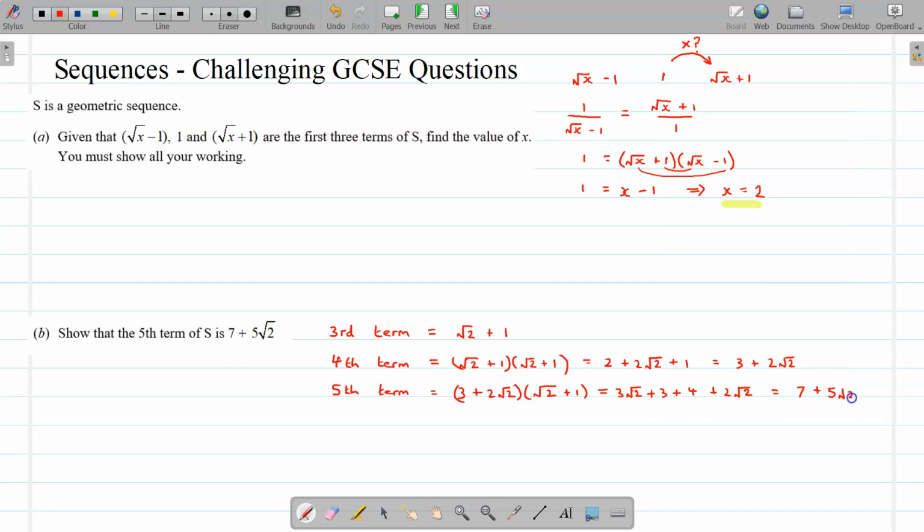And as you can see from the question, it said, show that the fifth term of the sequence is 7 plus 5 root 2, which is precisely what we've just done. So there's your working out, or one method of working it out. That's a difficult question, that one, and that's certainly touching on the top end of GCSE. That'll be a grade 9 question.